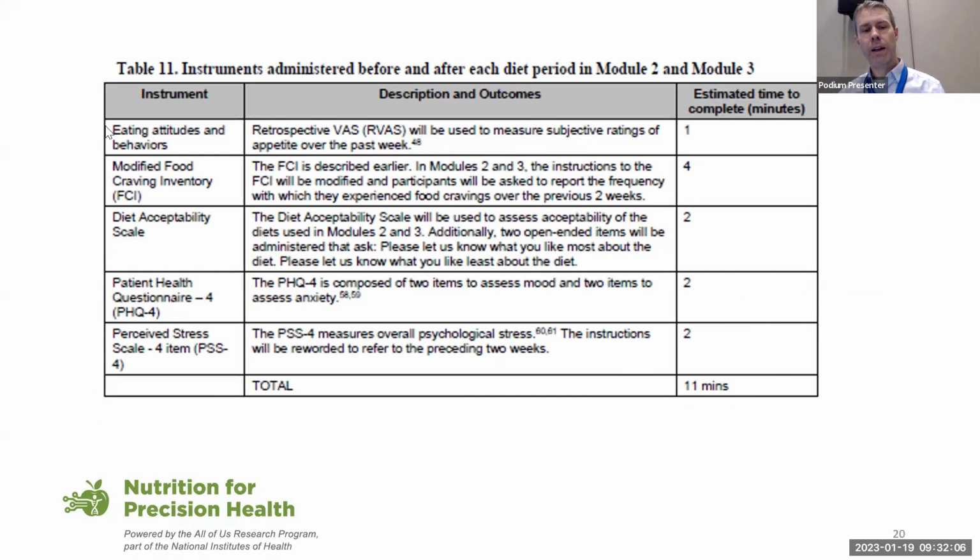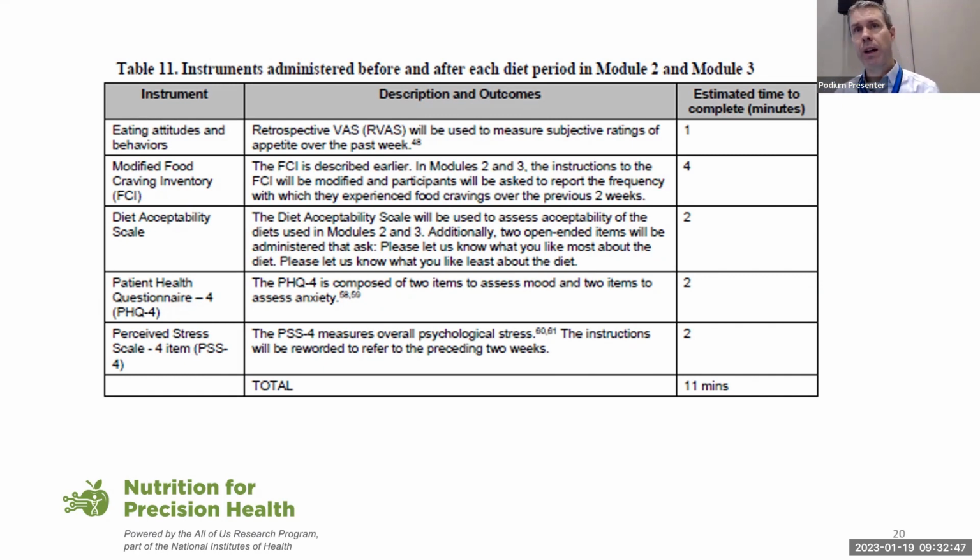So we will utilize, again, the retrospective VASs to assess appetite before and after each diet in both the modules. We will then administer a modified food craving inventory. We say it's modified because we're just going to have the instructions tweaked so that instead of making ratings for your level of cravings over the past 4 weeks, it'll just be for the past 2 weeks. So we're capturing the diet exposure and nothing more. The diet acceptability scale will also be administered. And we'll also ask 2 open-ended items that are described right here that ask about what they liked most about the diet and also what they liked least about the diet.